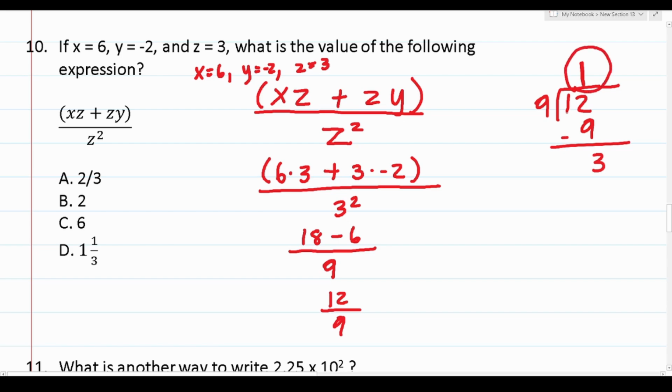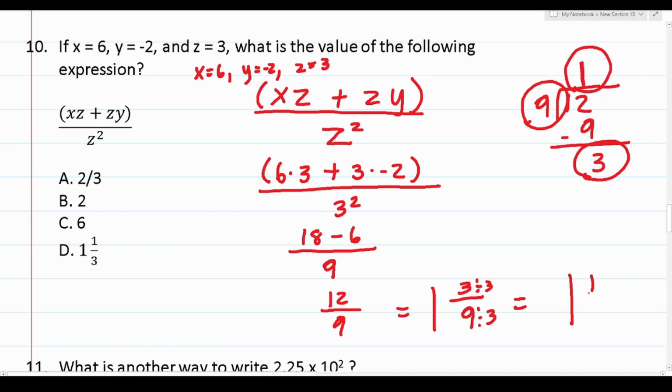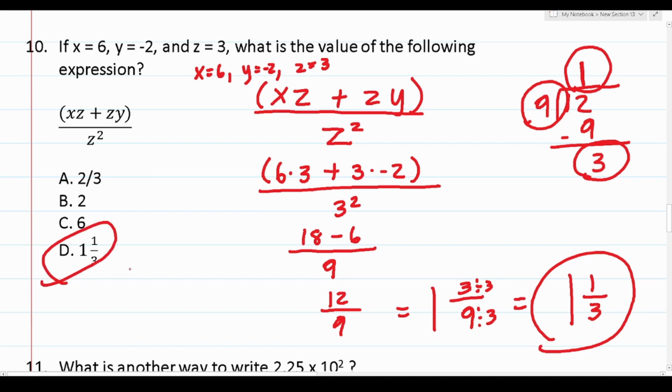Again, this is going to be our whole number, so it's going to be 1. This remainder is going to be our numerator, so it's going to be 3. And then this is going to be our denominator, which is 9. 3 over 9, of course, can be reduced by a common factor of 3. So 3 divided by 3 is 1. 9 divided by 3 is 3. So the answer to this one is 1 1/3, which is D. Okay, so that's that one.